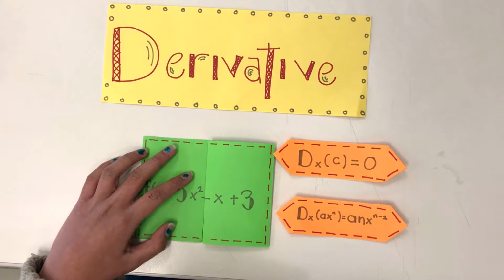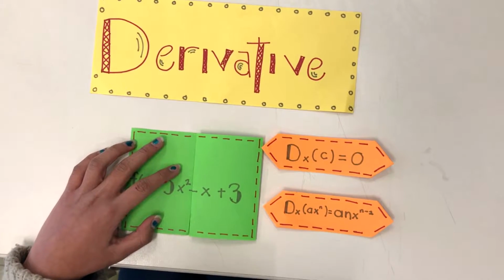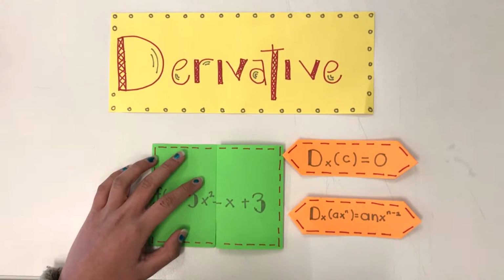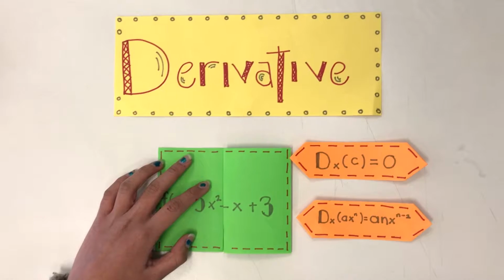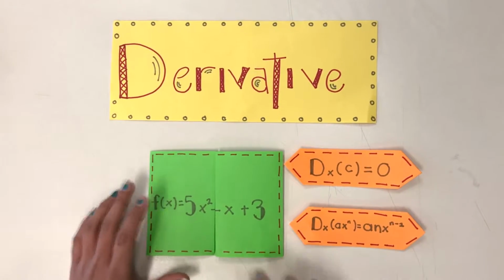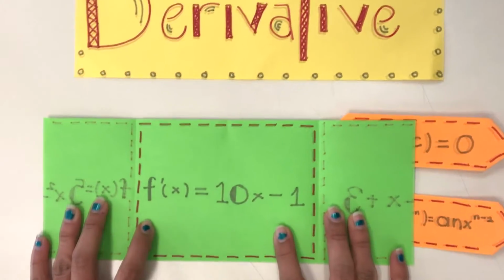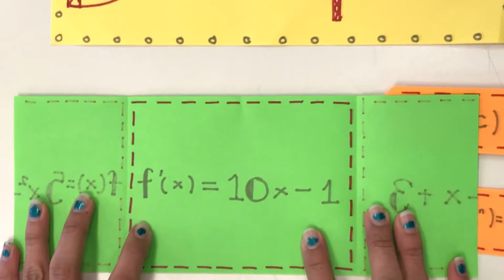And in almost all cases we use the power rule, which consists of multiplying the exponent by the constant of x, and we subtract 1 from the exponent. And after we use this rule, we obtain the derivative, which is f prime of x equals 10x minus 1.